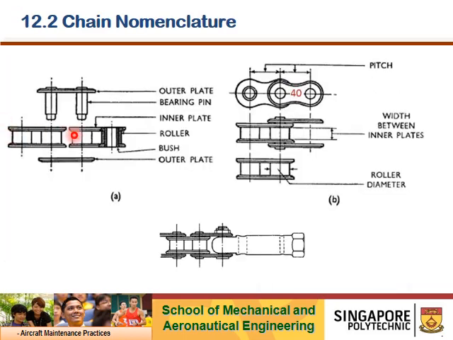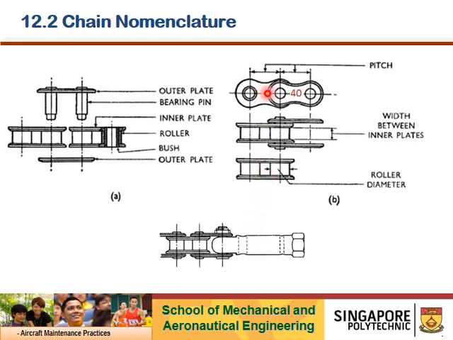This is another view, a top view of the chain. The outer plate with two bearing pins inserted in and secured by an outer plate. This is the end fitting type of the chain. The chain can end with a fitting such as a female threaded portion. I think later there are some more slides to explain about the end fitting.